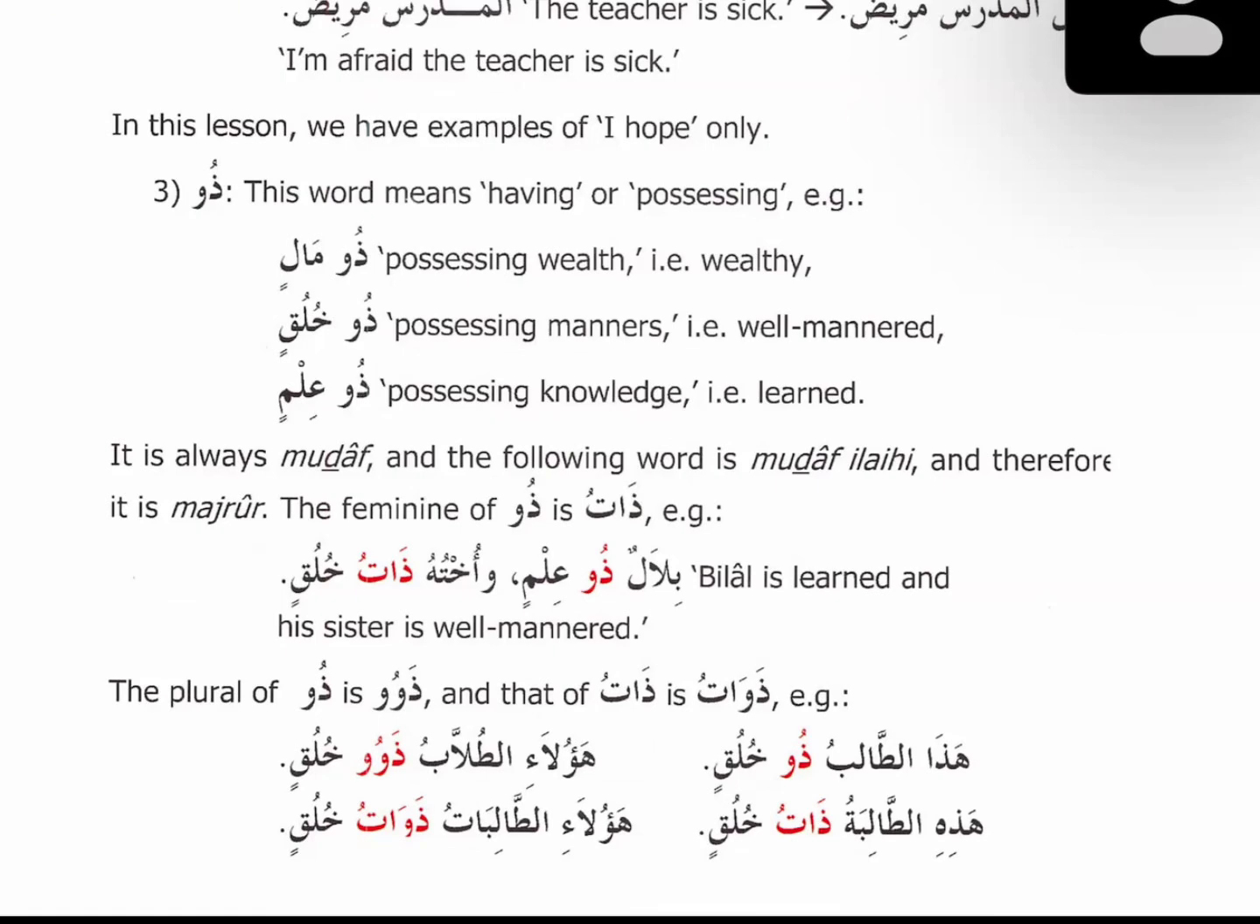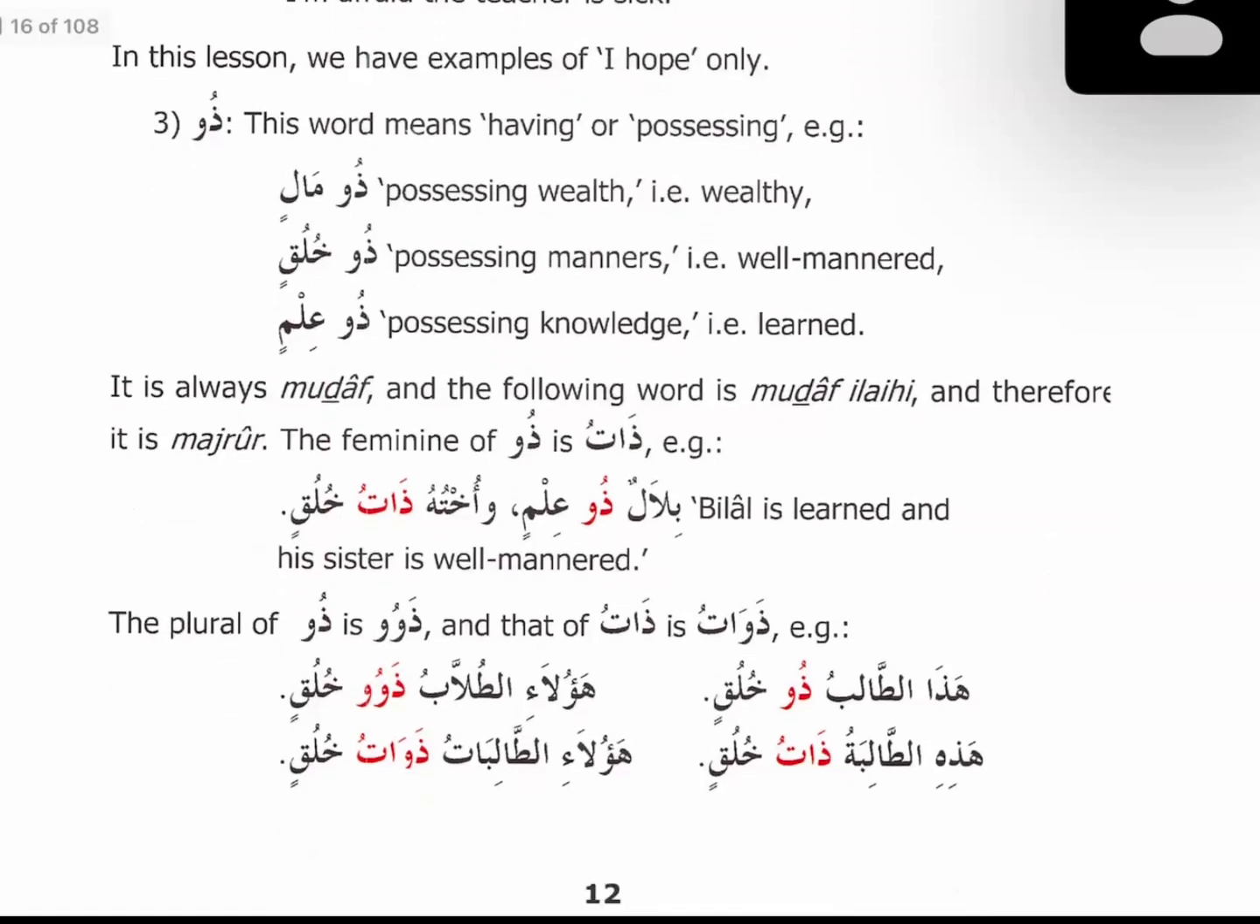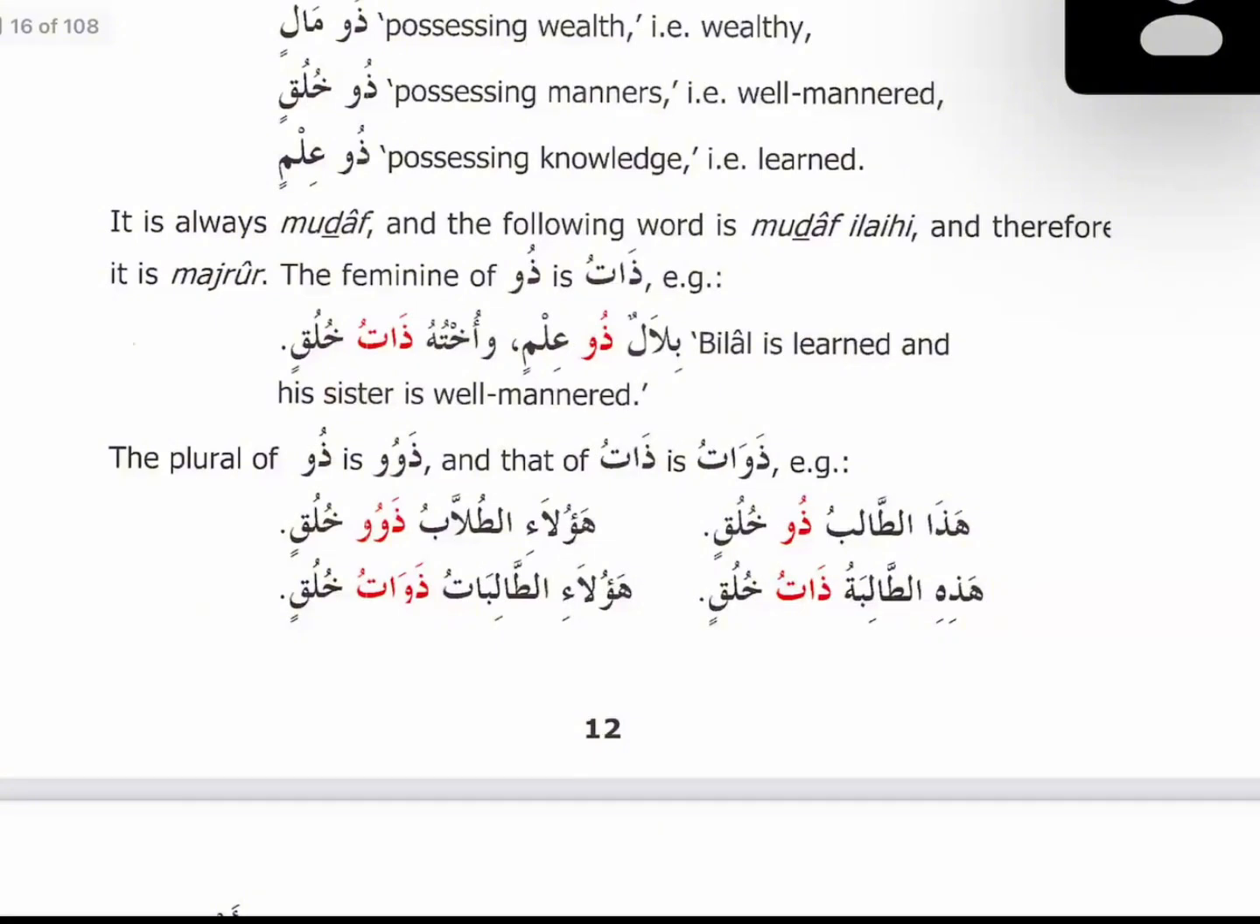Bilalun zu ilmin wa ukhtuhu zatu khulukin. Bilal is learned and his sister is well-mannered. The plural of zu is zavu, and that of zatu is zawatu. Haza talibu zu khulukin. Ha'ula'i tullabu zavu khulukin. Hazihi talibatu zatu khulukin. Ha'ula'i talibatu zawatu khulukin.